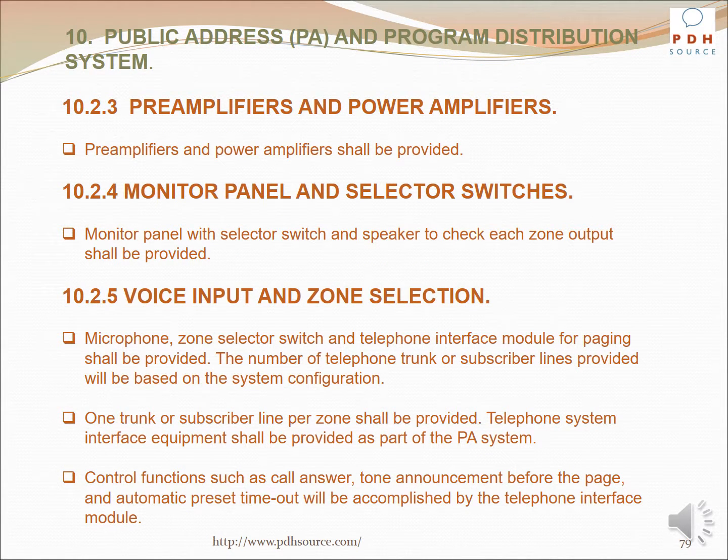Preamplifiers and power amplifiers shall be provided. Monitor panel with selector switch and speaker to check each zone output shall be provided. Microphone, zone selector switch, and telephone interface module for paging shall be provided. The number of telephone trunk or subscriber lines provided will be based on the system configuration. One trunk or subscriber line per zone shall be provided.